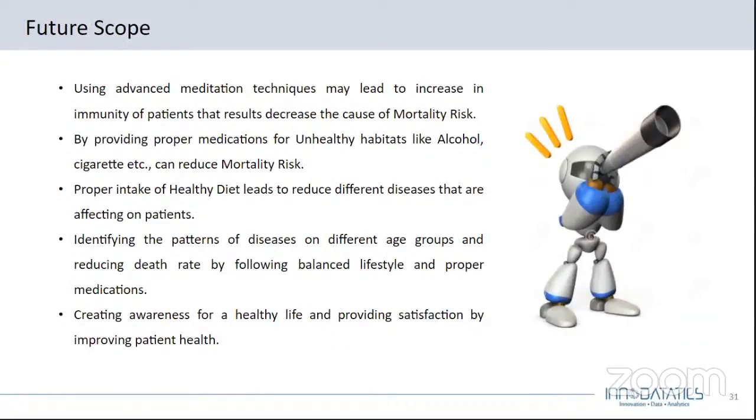In this project, advanced meditation techniques may lead to an increase in the immunity of patients. That results in decreasing the cost of mortality risk. Providing proper medication for unhealthy habits like alcohol, cigarettes, etc., can reduce mortality risk. Proper intake of a healthy diet leads to reducing different diseases that are affecting patients. Identifying the pattern of disease in different age groups and reducing the death rate by following a balanced lifestyle and proper medication, creating awareness for a healthy life and providing satisfaction by improving patient health.